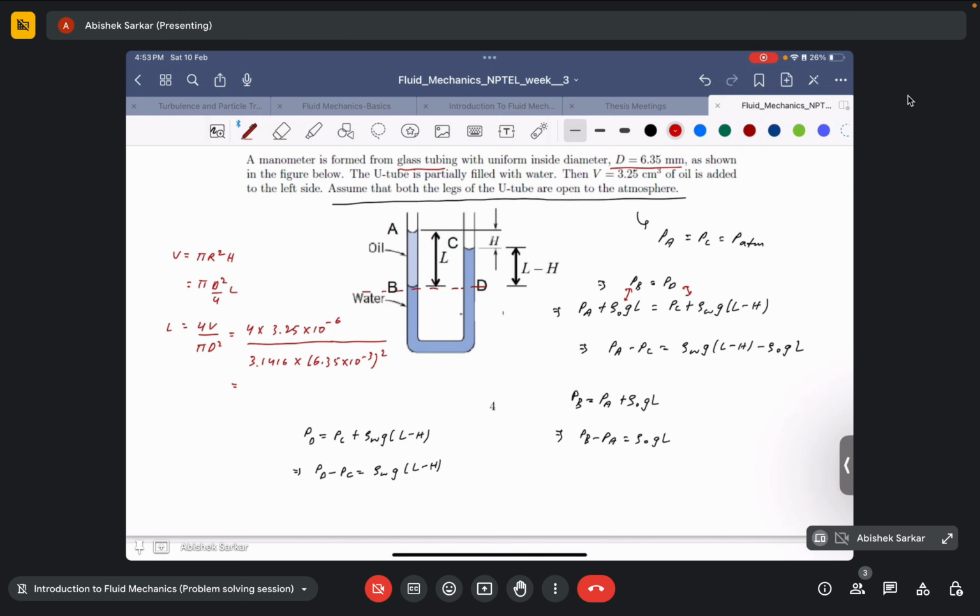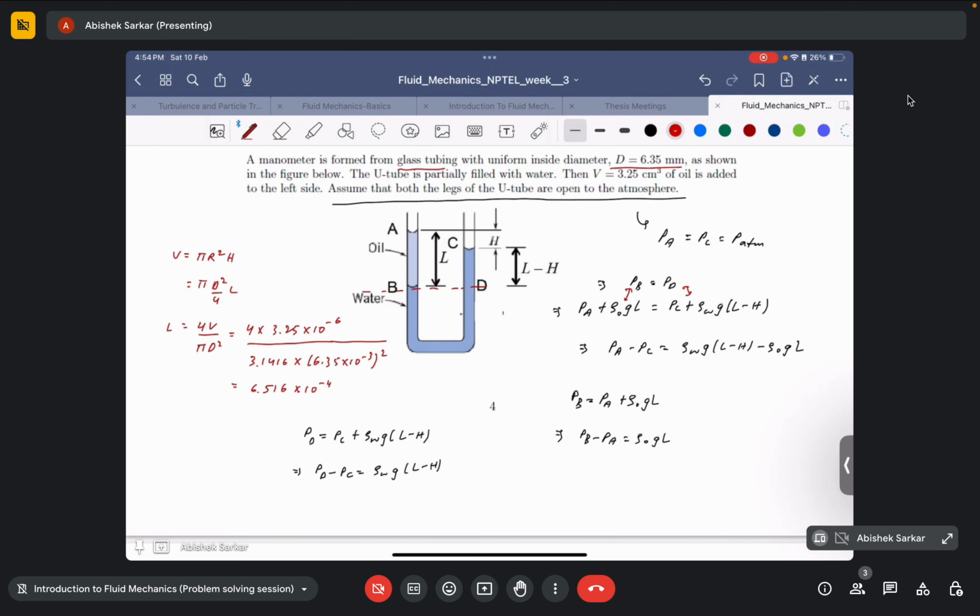Sir, 6.516 into 10 to the power minus 4. This calculation has given you 6.516 into 10 to the power minus 4, sir. I am getting 0.1026 meter. Can you just revisit your calculation?